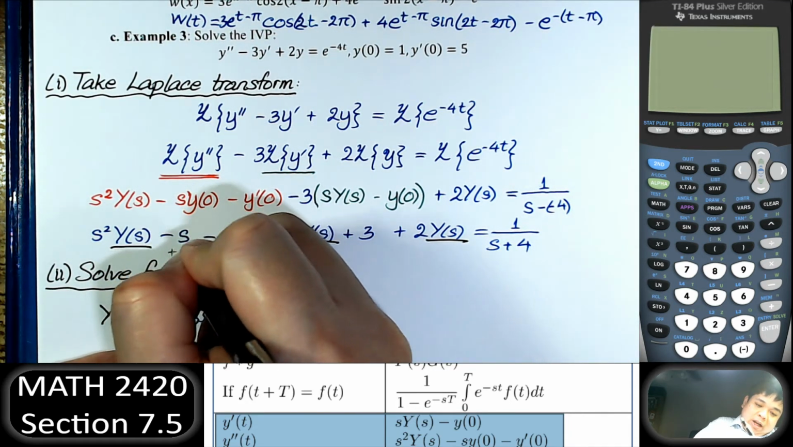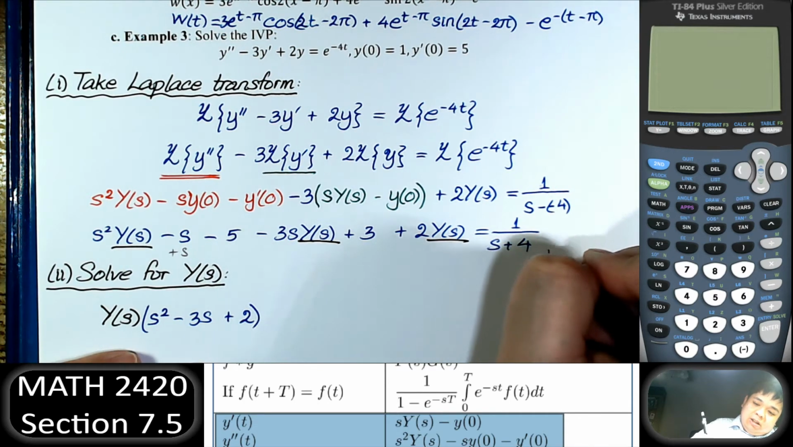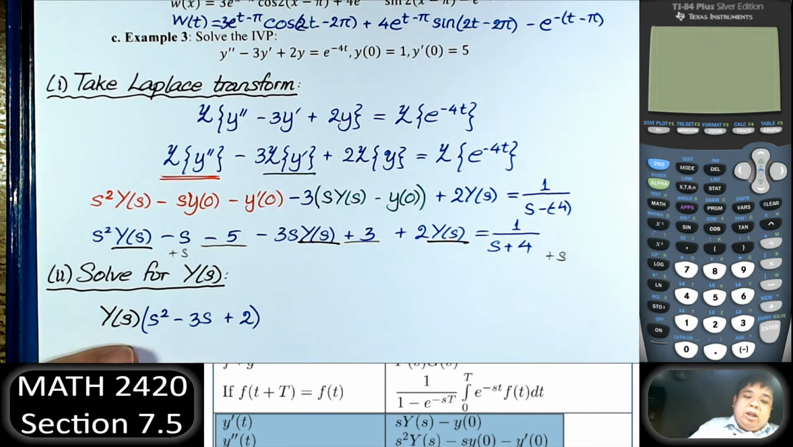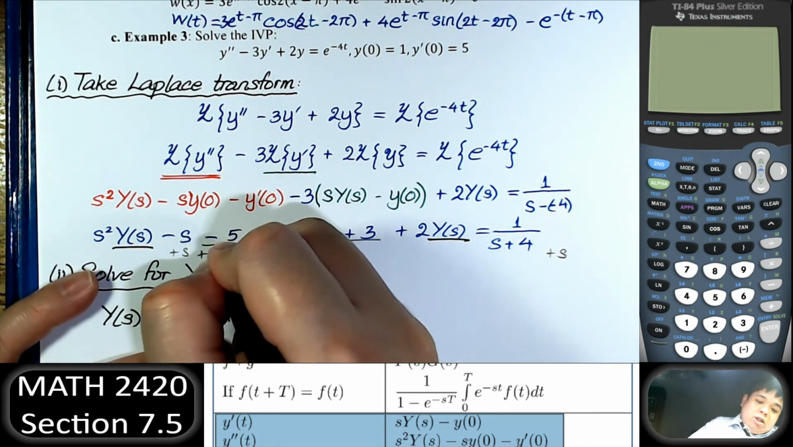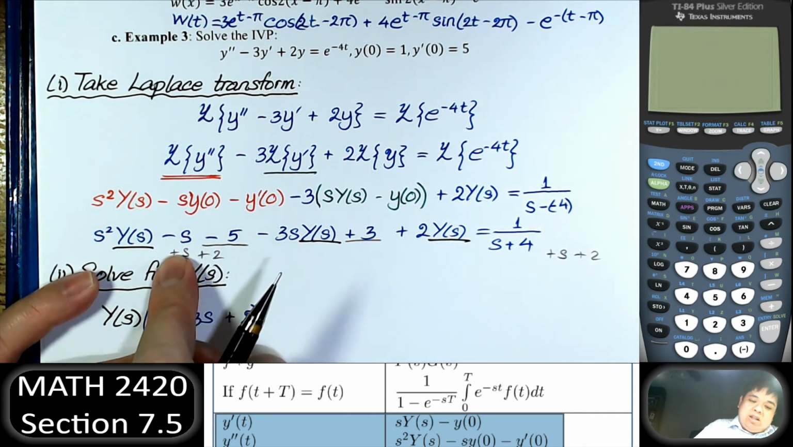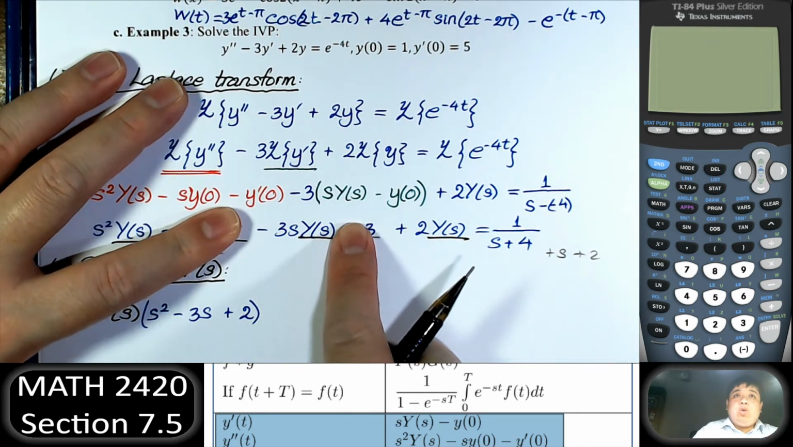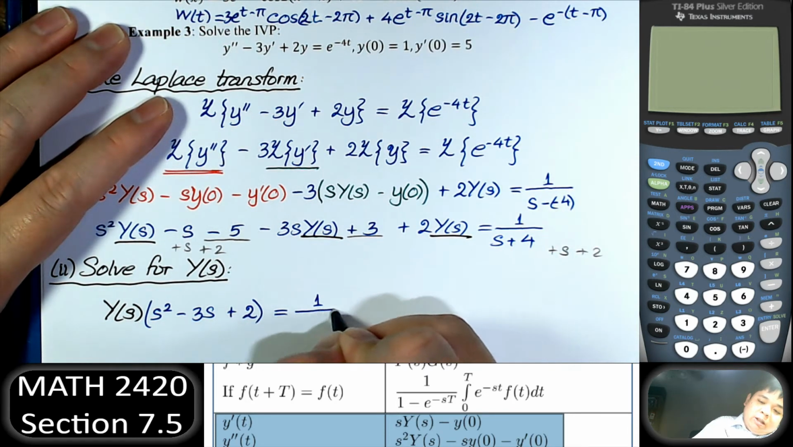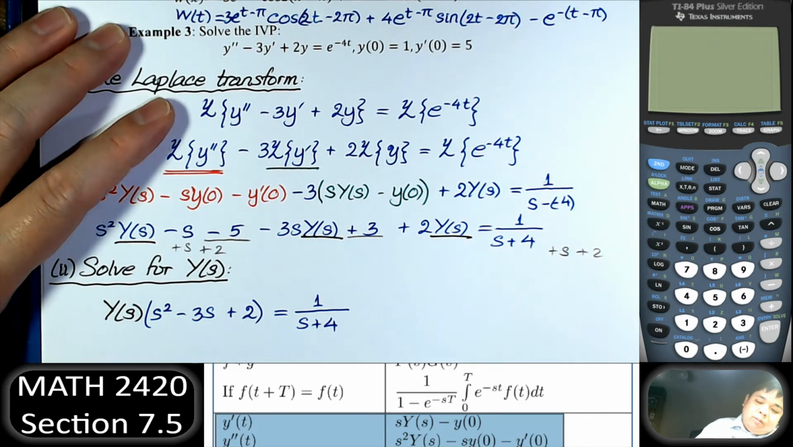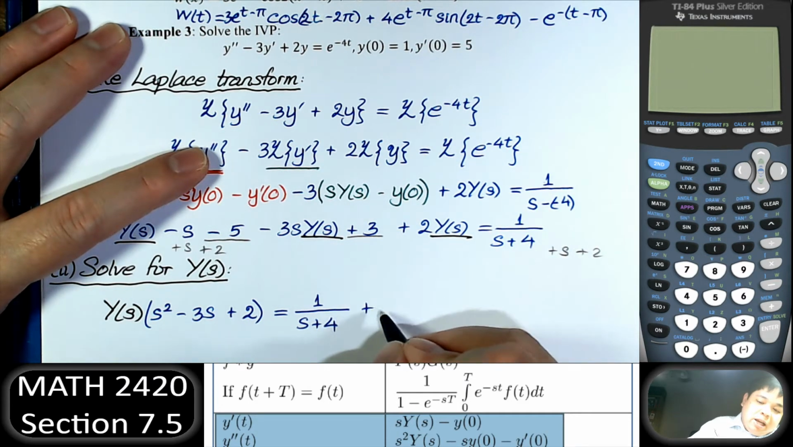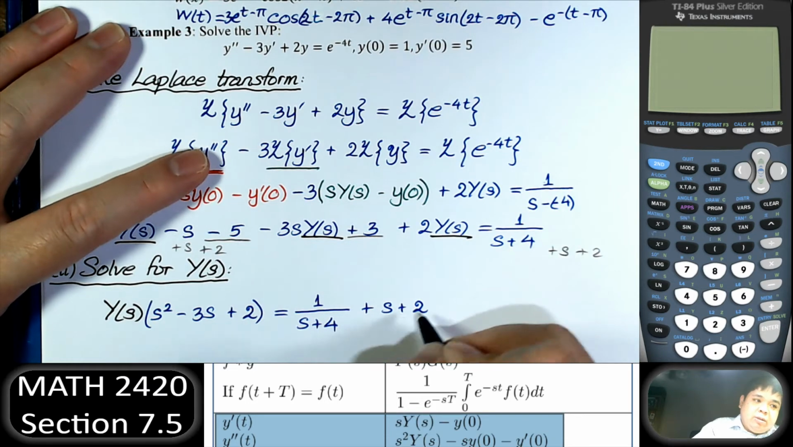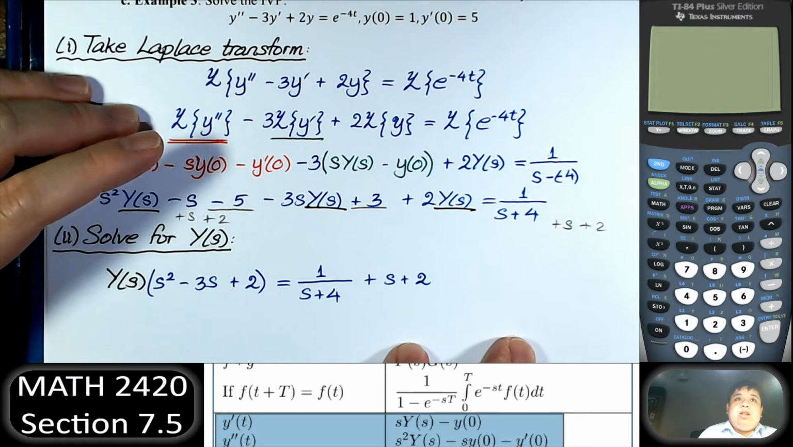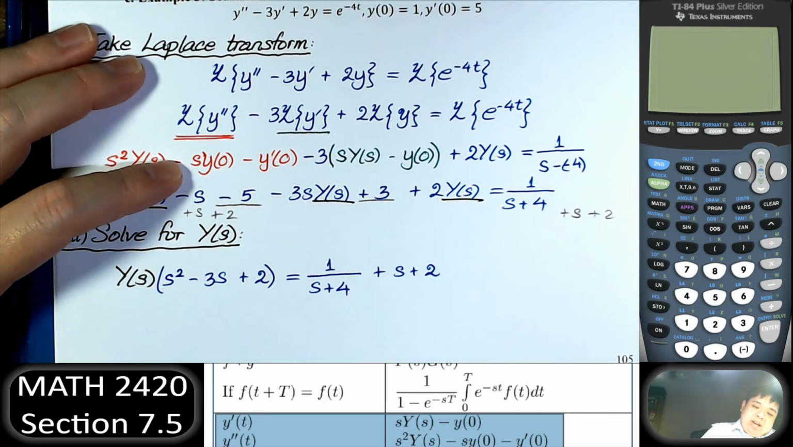Here the minus s, we can add to the other side. Minus 5 plus 3, so that is minus 2, so we're going to add 2 on both sides. So the s cancels, and the negative 5 and plus 3 cancel out. On the other side, we will have 1 over s plus 4, and then plus s plus 2. Now we just need to divide on the other side, and we have y sub s.